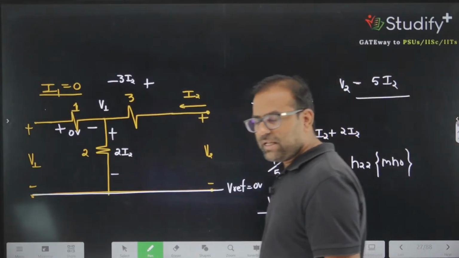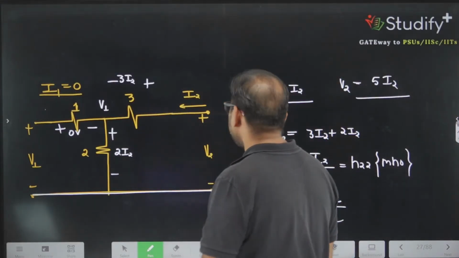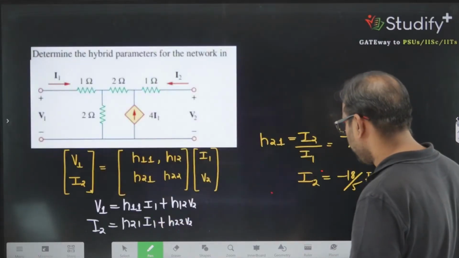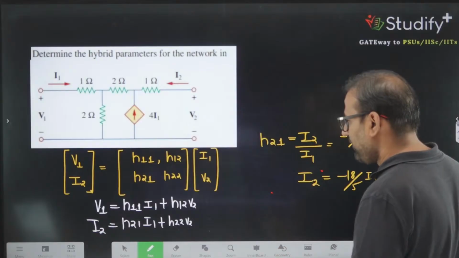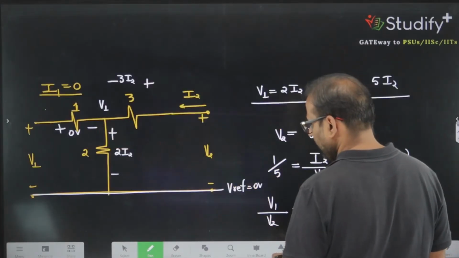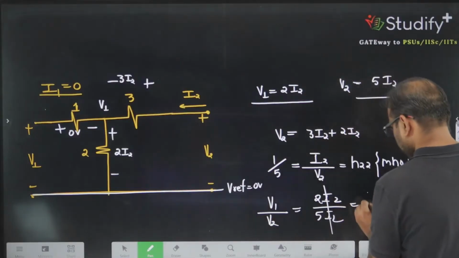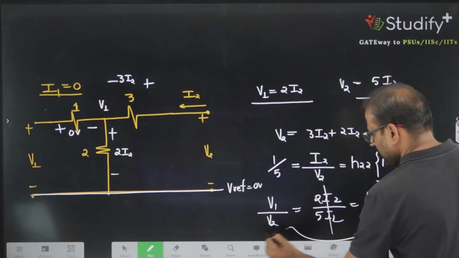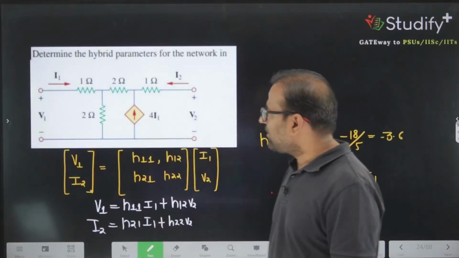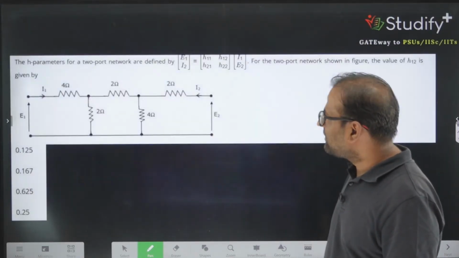Let's take one more case. So here, what are the H parameters? We have all the H parameters. V1 by V2 ratio is what? V1 by V2 ratio is H12. So this parameter is the H12 parameter. Now let's go to the next thing. What is the next thing? The next thing is this.